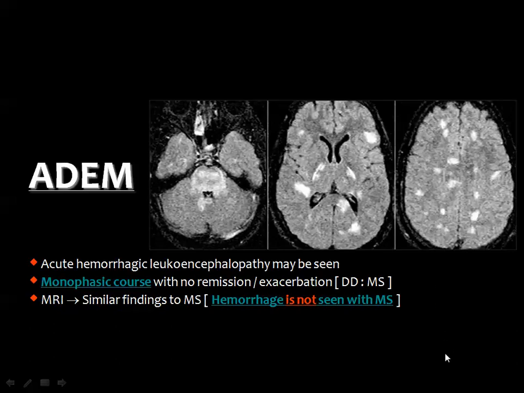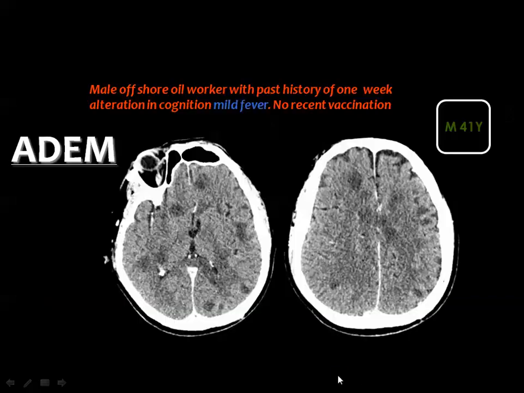And you know that MS does not show hemorrhage in its plaques, and of course MS has a remitting and a relapsing course, while ADEM, according to the literature, has a monophasic course with no remissions or exacerbations.